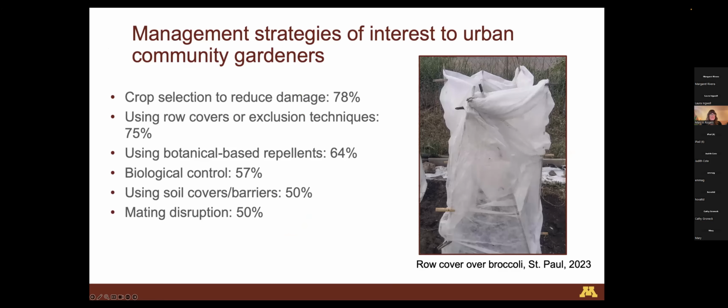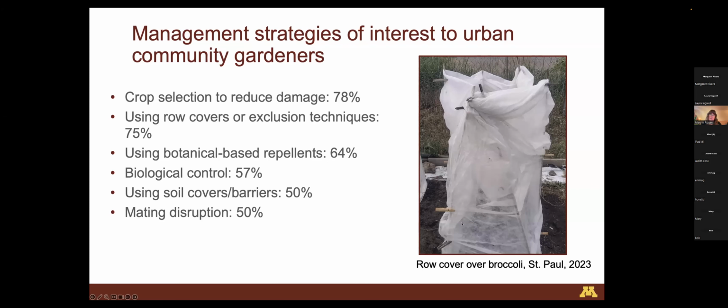And then when we asked about what management strategies folks wanted to learn more about, we offered a list of potential different strategies that were applicable maybe for urban growers. A lot of folks, 78%, wanted to learn more about crop selection to reduce damage. That ties into the information I just showed around which plants are most susceptible: Red Russian kale being top, broccoli also being top, certainly cauliflower as well. Using row covers or exclusion techniques.